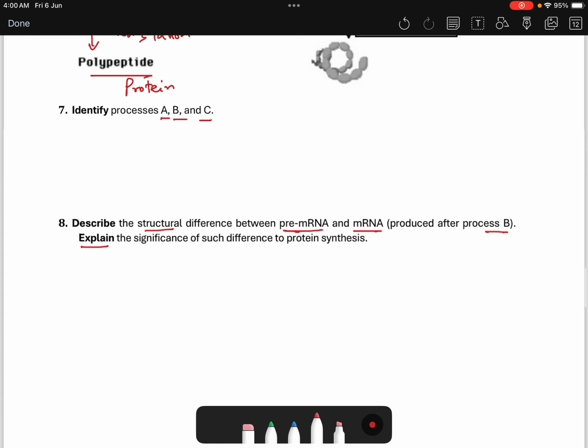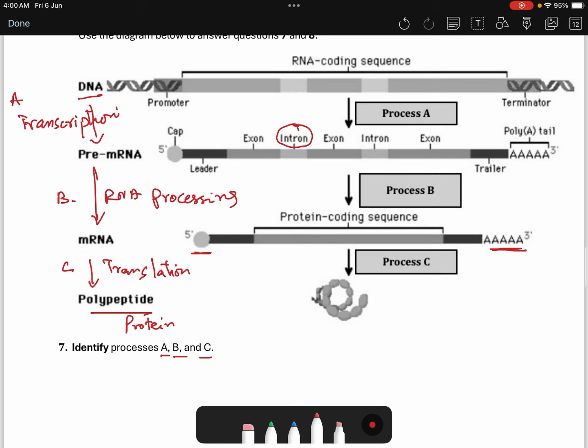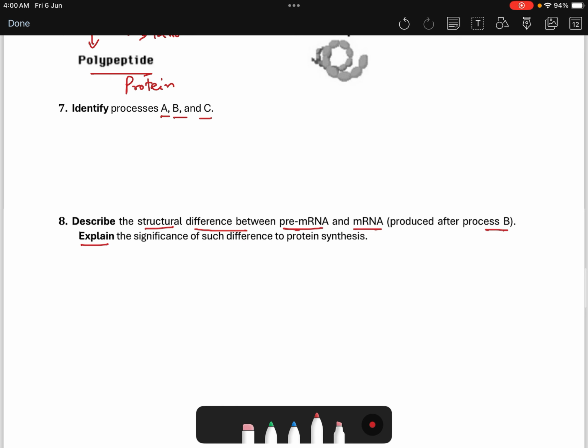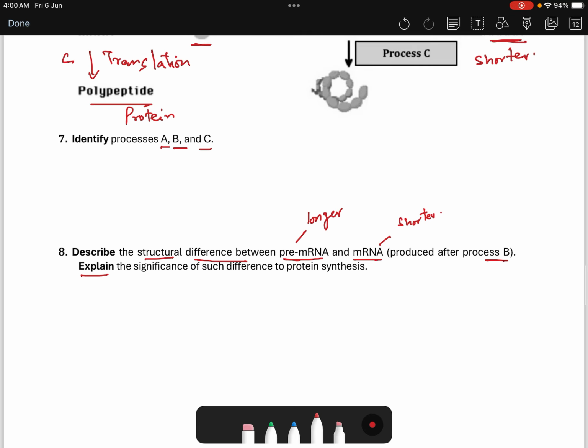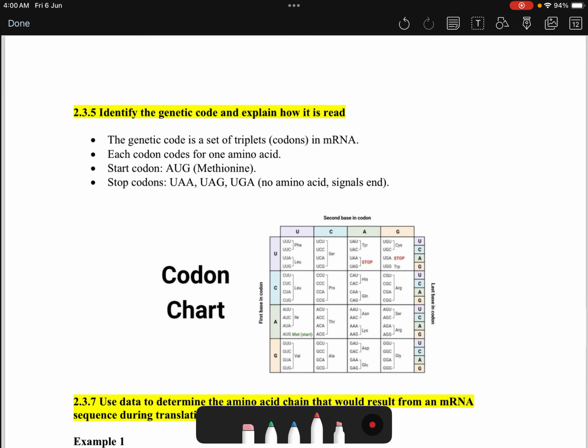Okay, and what else you can see over here? What else difference you can see? Look, pre-mRNA. This is the pre-mRNA, which is quite longer. Okay, and final mRNA is shorter. So you can also say this, pre-mRNA is longer and mRNA is shorter. Okay, then exons are kept and introns are removed. Poly A tail is added, and G cap is added. So this is how you answer this question.